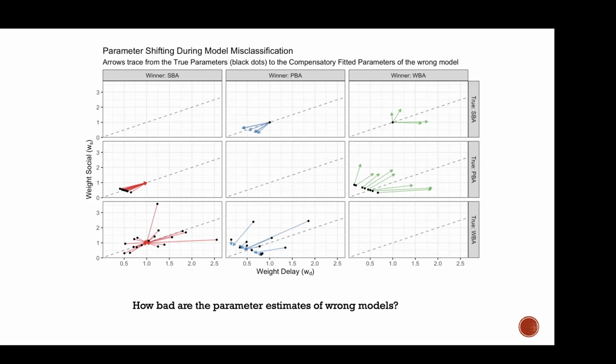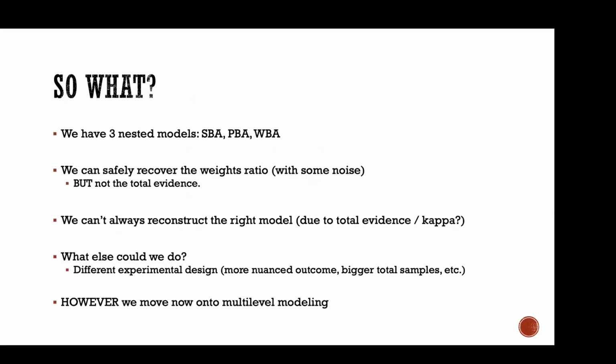So this tells me that really the problem is not the row. The row keeps being good, even with the wrong model, but it's the kappa. So it keeps on confirming what we know, but it's nice to see it from these different perspectives. Okay, so now let's summarize what we've seen. We have three nested models. We can safely recover the weight ratio with some noise, but not the total evidence. We cannot always reconstruct the right model due to the total evidence, kappa, but the misclassifications tend to preserve the row to a certain extent.